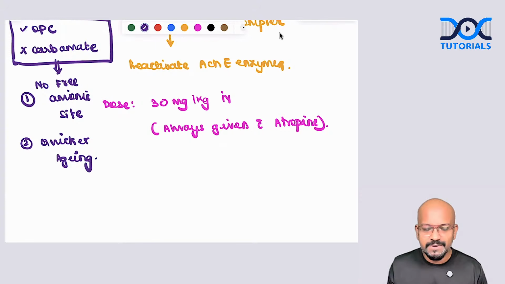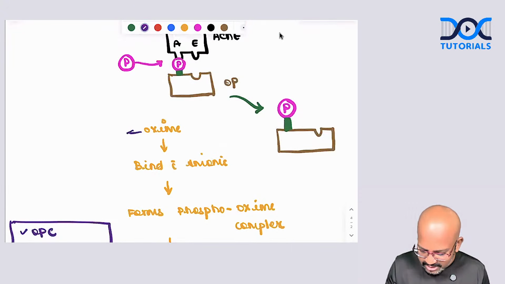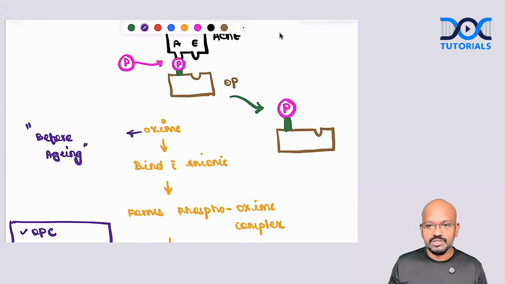Why is it very important and relevant? Because we have explained that already. Whenever the aging process occurs, the inhibition is going to be irreversible in nature. That's also one of the reasons why oximes have to be given before the aging process, because after that it is not going to be effective. Even if it forms that phosphorus complex, it is not going to remove the organophosphorus from the acetylcholinesterase enzyme. These are all the classical features of it.